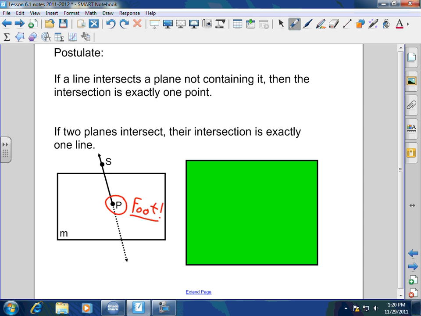Now, if another line goes through P but is on plane M, then all the points on that line would be coplanar and collinear. Does that help? The question was, what if AB went through SP but not through P? For example, something like this. That is technically not going through it. The answer is then it's technically not going through it.